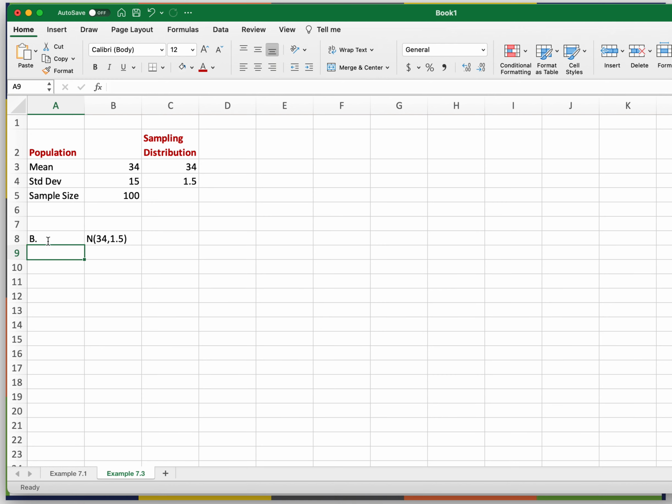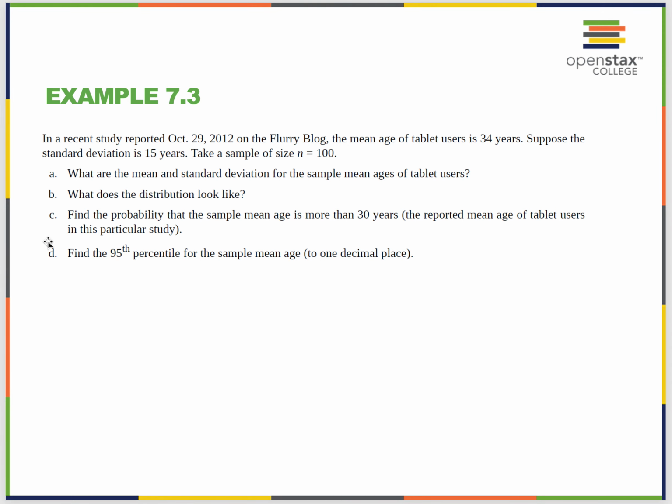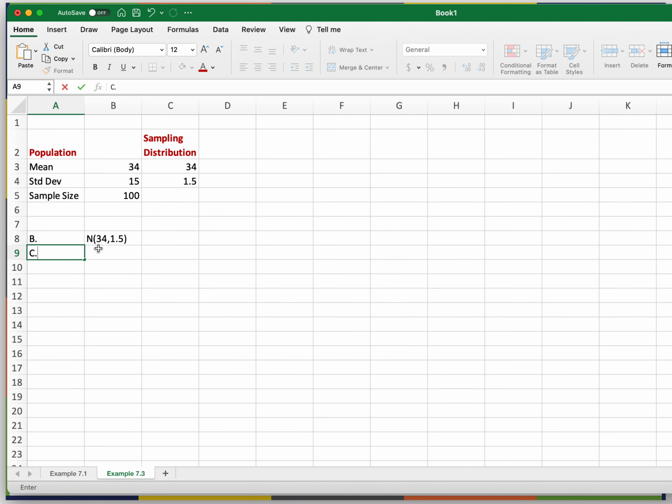Part C says what? Find the probability that the mean age is more than 30 years. So we want to find here the probability that X bar is greater than 30. So that's an upper tail, so it's equal to 1 minus the CDF of the lower tail.